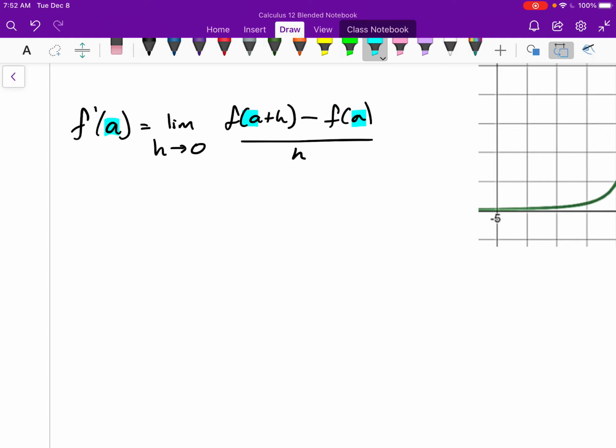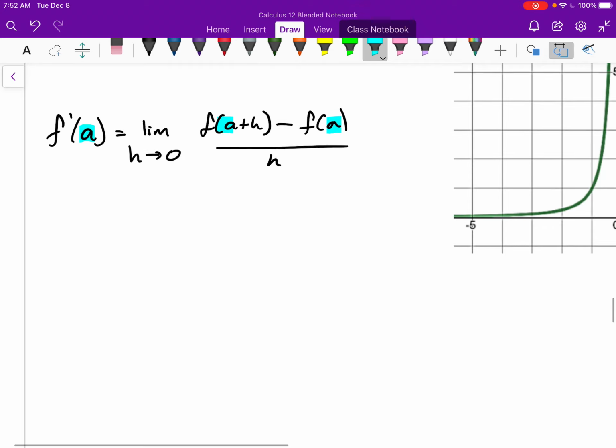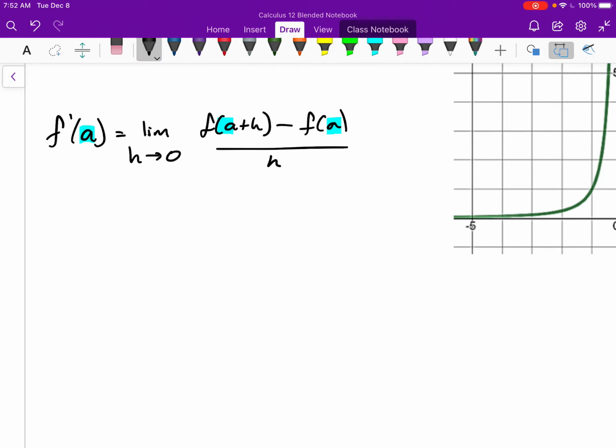That's it. Let's evaluate this limit, and let's start by substituting what the actual function is. So f at a plus h will be 1 over (a plus h) all squared, minus f at a, which is just 1 over a squared, all over h.